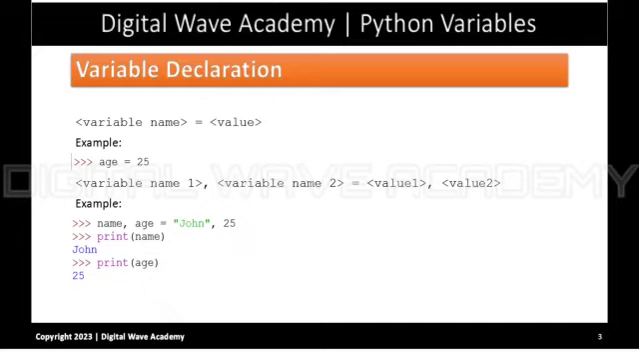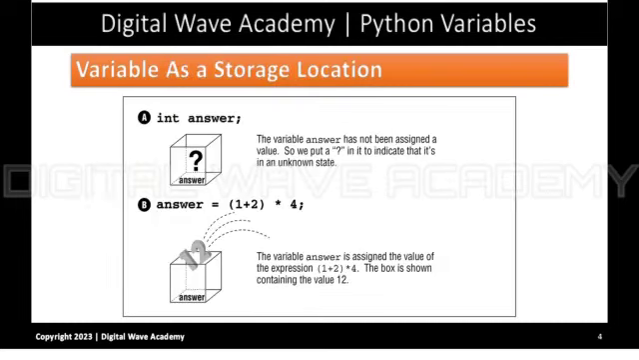A variable is a symbolic name given to an unknown quantity. It could be viewed as a storage location which holds data that can be changed during program execution. When naming variables, there are a few rules to keep in mind.